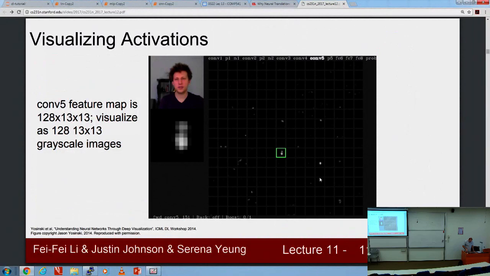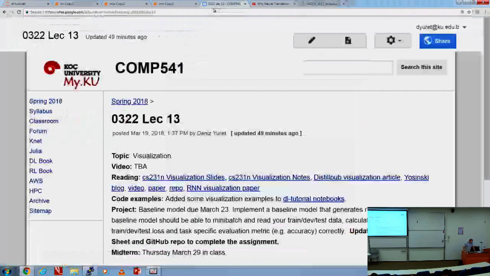We can look at the activations as well. This guy Yosinski actually did a nice demonstration of this. Let me see if I can find the video, which is much more interesting.